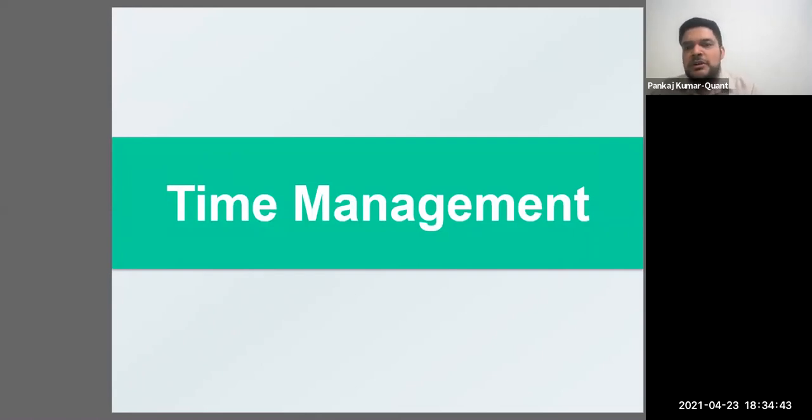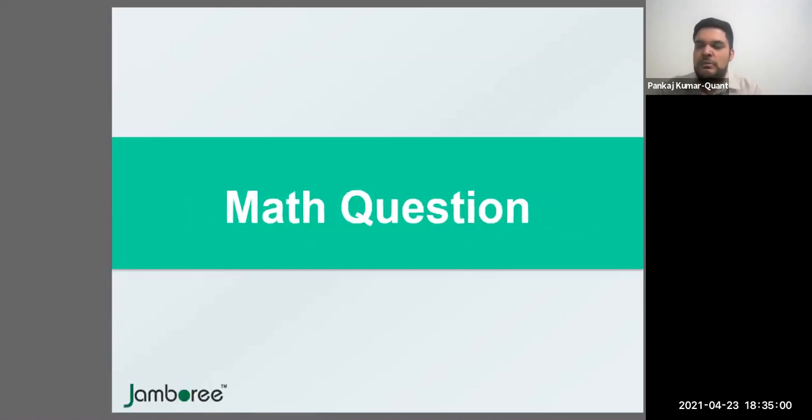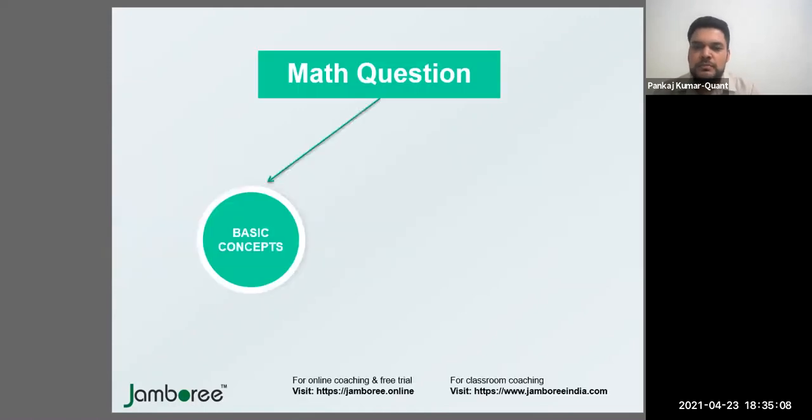We have talked about the different types of questions that are going to be asked. We have talked about the areas we'll be working on. Let's talk about what exactly the math question is going to be. How can we relate, okay, such kind of problems we'll be working on. What are the areas in math questions we'll be working on? In each math question, we need to talk about the basic concepts.